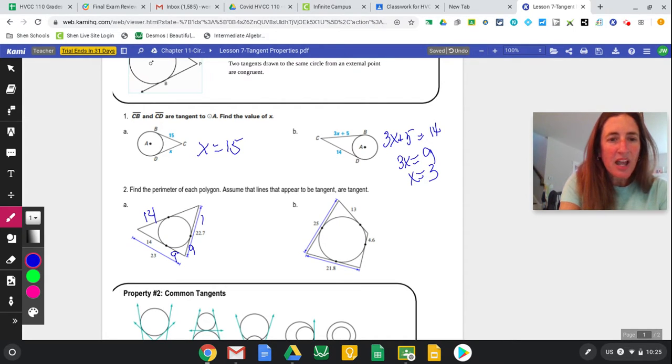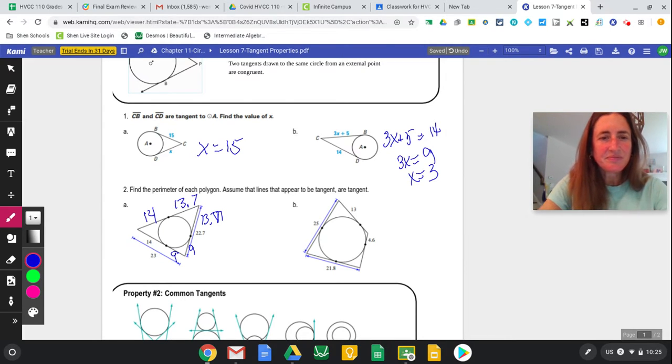So this other part has to be 13.7, which then makes this 13.7. Now, all I have to do is add up the perimeter around there. So I have 23, I have 22.7, and if I add this other one over here, I have 27.7. So total, it's 73.4 for my perimeter on there.